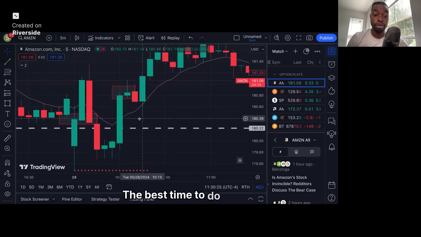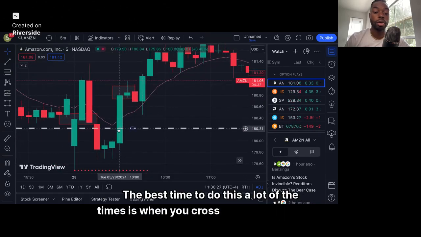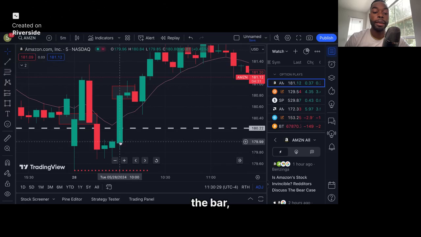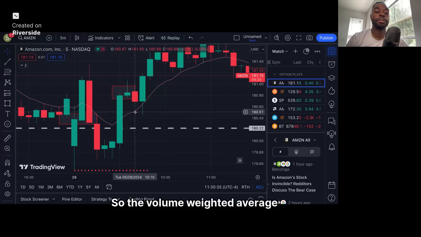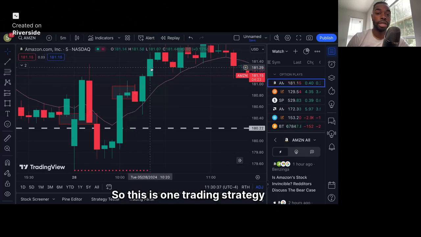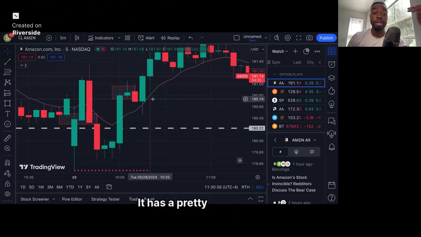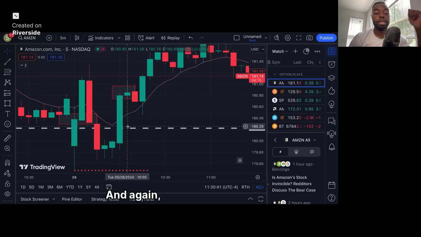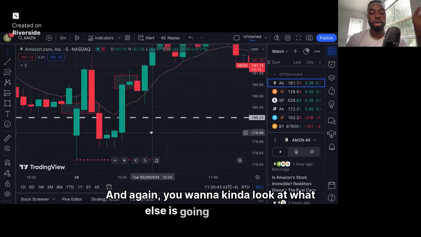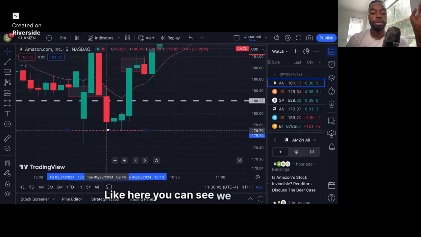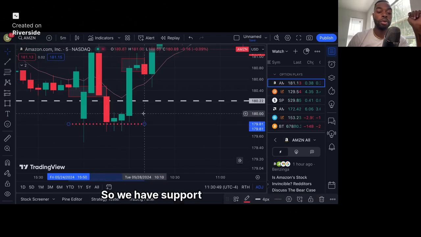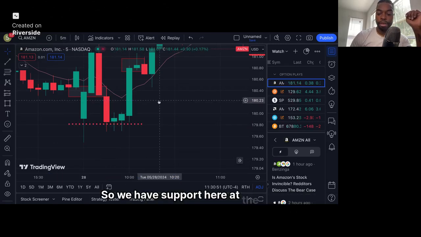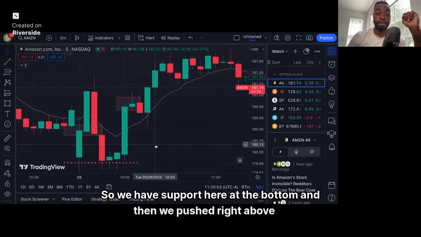The best time to do this a lot of the times is when you cross over VWAP, or when the bar pushes dramatically over VWAP, this pink line, the volume weighted average price. So this is one trading strategy that you can employ. It has a pretty good win rate. And again, you want to look at what else is going on around it. Like here, you can see we formed a double bottom. We consolidated for quite a while. So we have support here at the bottom, and then we pushed right up above it.